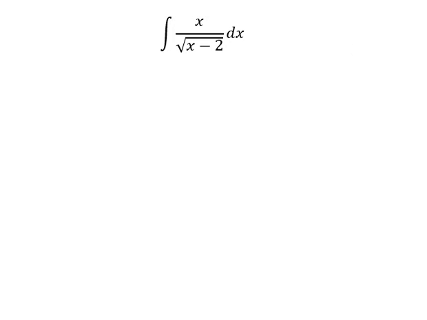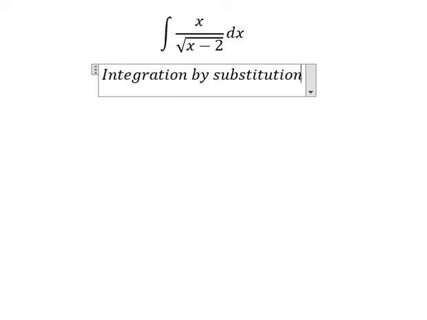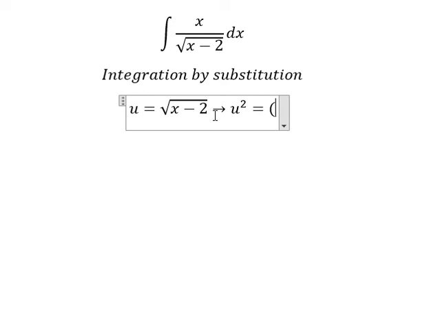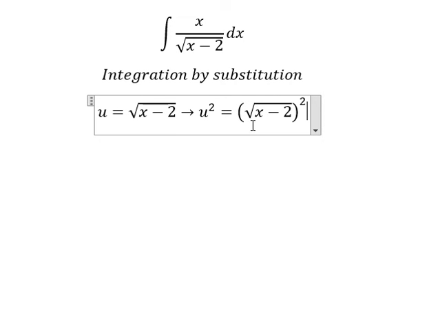We need to use integration by substitution. So I will put u equals to this one. Later we put the square on both sides to cancel the square root.